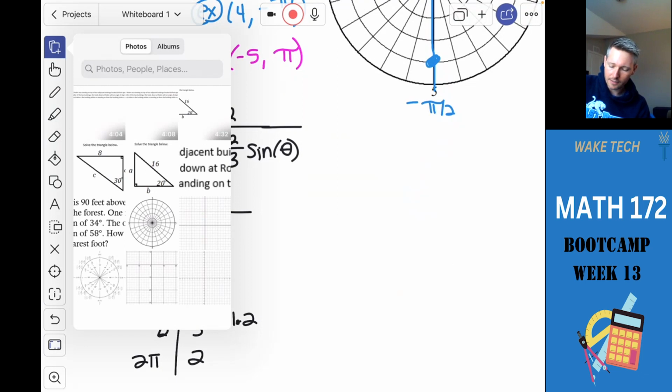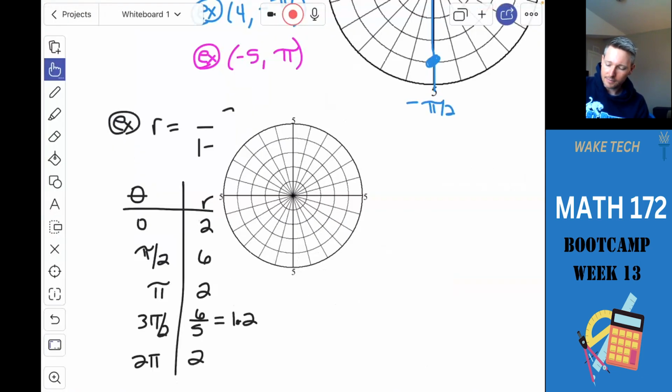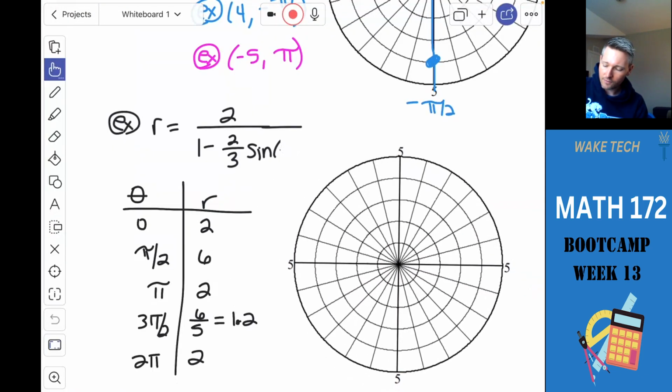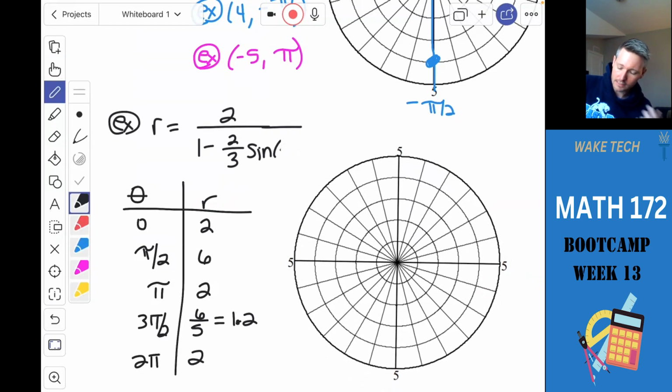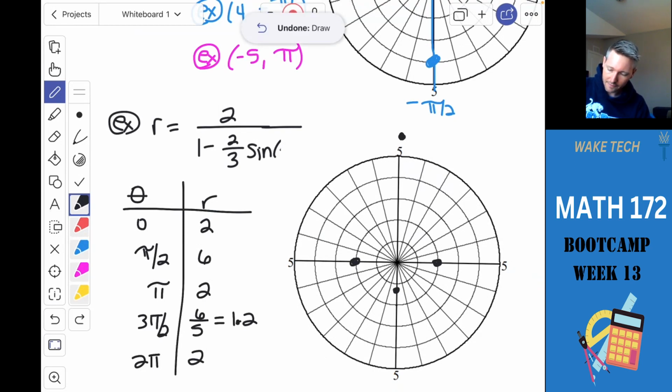Our ultimate goal is to create a graph, and now we've got enough information to do that. We'll plot each of these points in polar coordinates and get the graph. So 0, 2; pi over 2, 6, that's up here; pi with 2; 3 pi over 2 at 1.2, that's a little bit past 1; and then 2 pi, we're back at 2. Connecting these dots, this is an ellipse, will generate the graph.